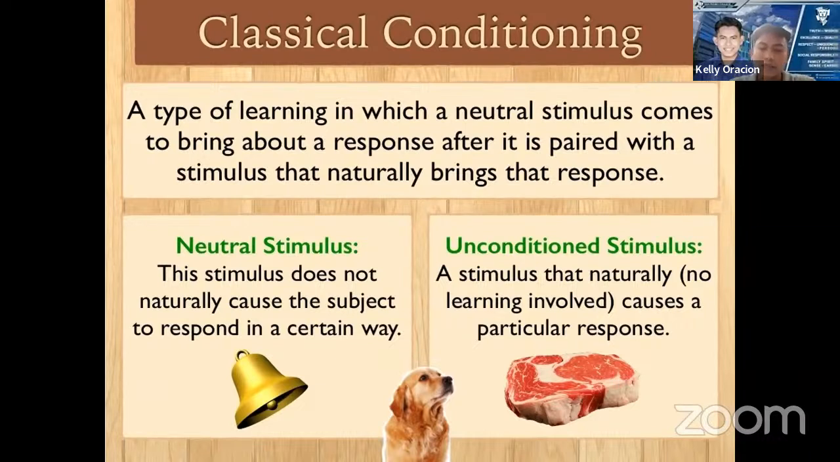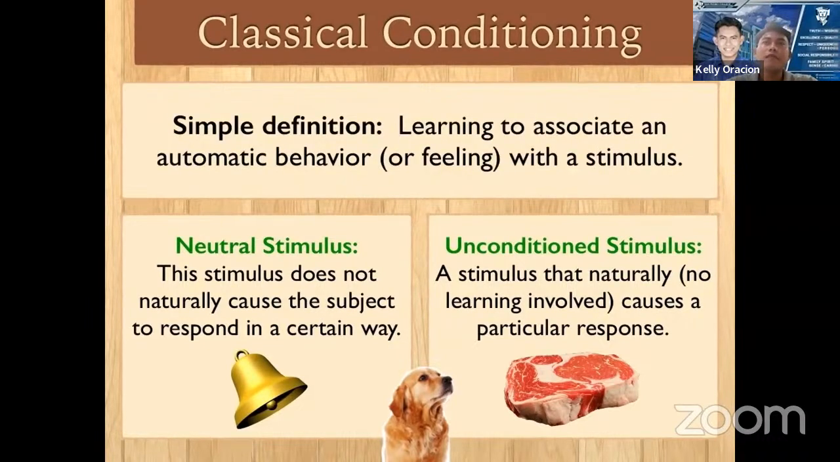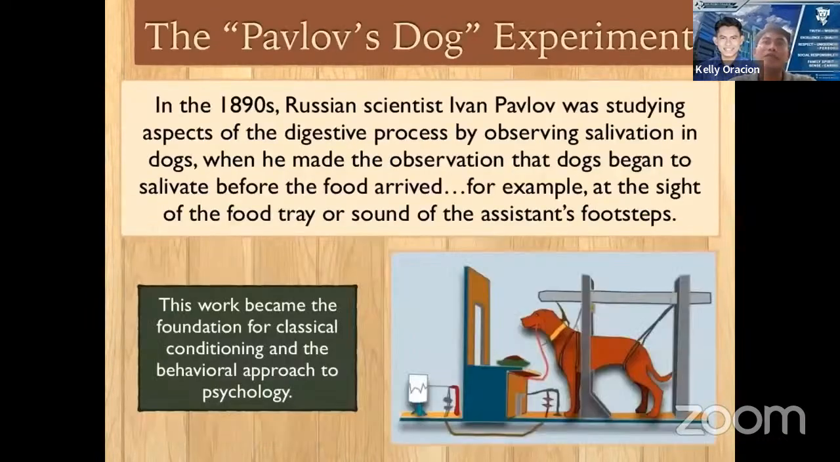When we say neutral stimulus, the plural for stimulus being stimuli, this stimulus does not naturally cause the subject to respond in a certain way, or this stimulus does not elicit a response. We also have unconditioned stimulus, a stimulus that naturally causes a particular response. It automatically produces an emotional or physiological response. So it is learning to associate an automatic behavior or feeling with a stimulus.